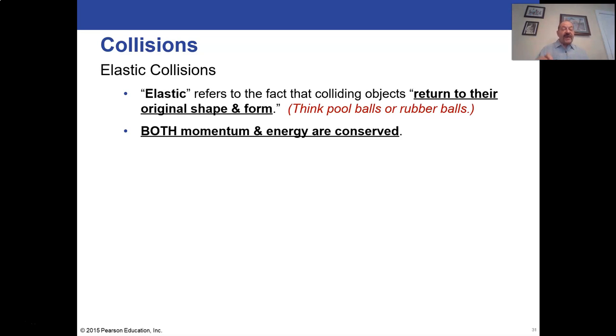So both momentum and energy are conserved in elastic collisions. So if you add up all the momentum before, it's equal to all the momentum after. If you add up all the energy, which we haven't really studied yet, before, and you look at all the energy after, from the kinetic energy due to mass and velocity, 1/2 mv squared, you add all those up. Energy is also the same before and after. That's in an elastic collision.